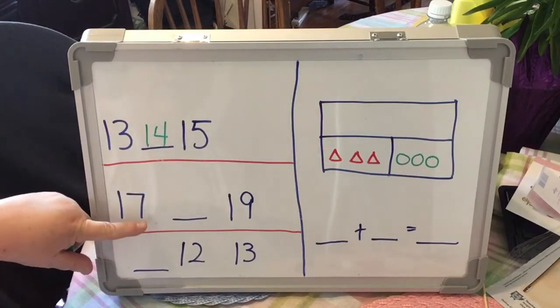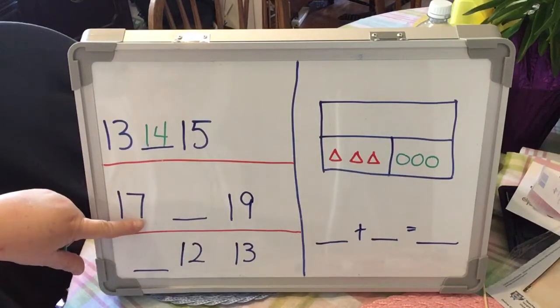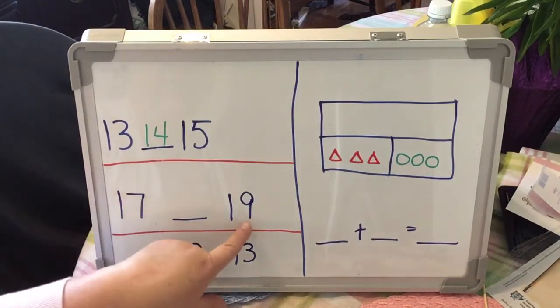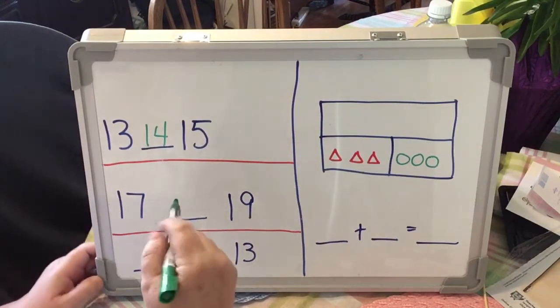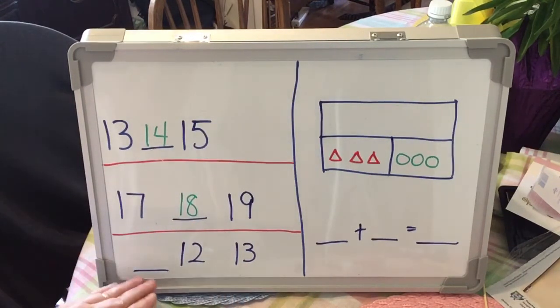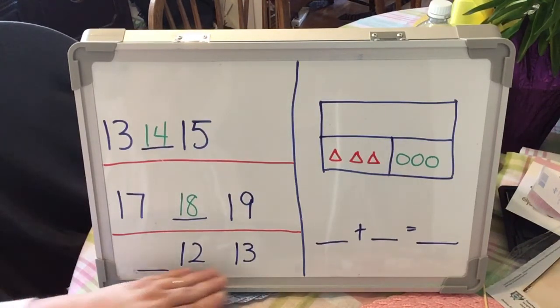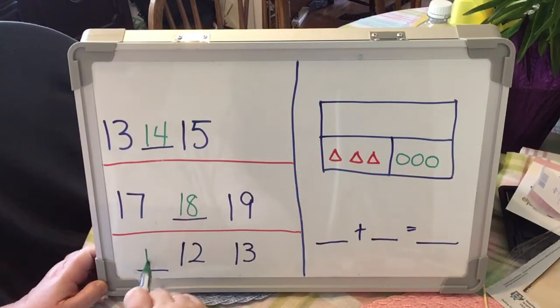Now let's do another one just like that. 17 blank 19. What number comes after 17 and before 19? You're right. That is the number 18. Good work. The last one is blank 12 and 13. What number comes before the numbers 12 and 13 in this progression? Think about that for a moment. You are right. It is the number 11.